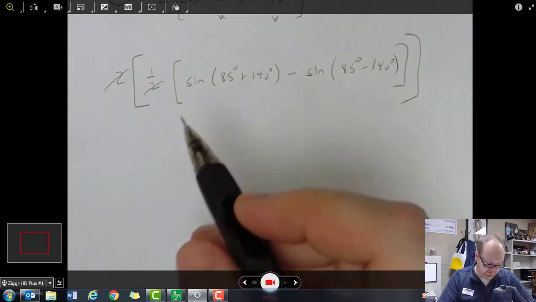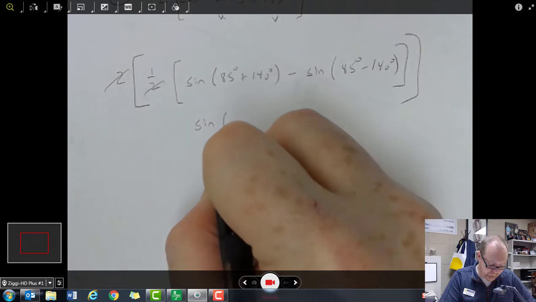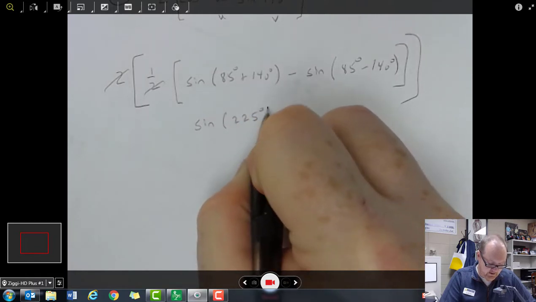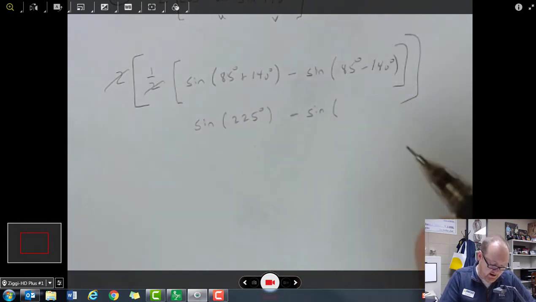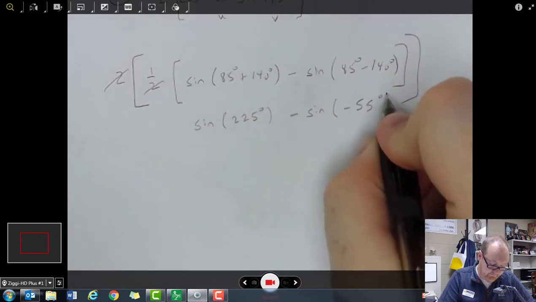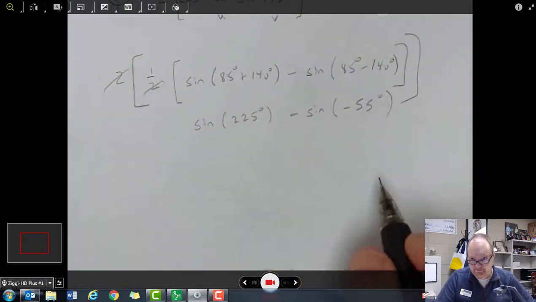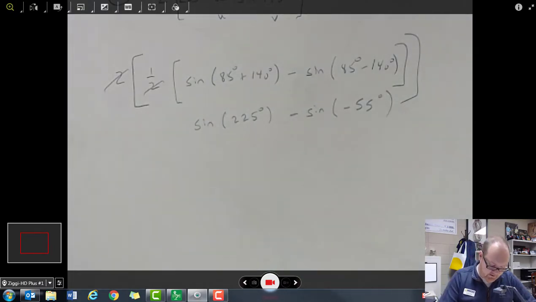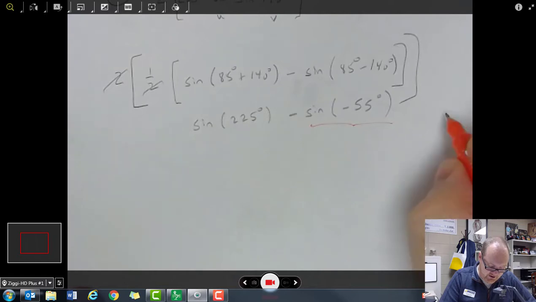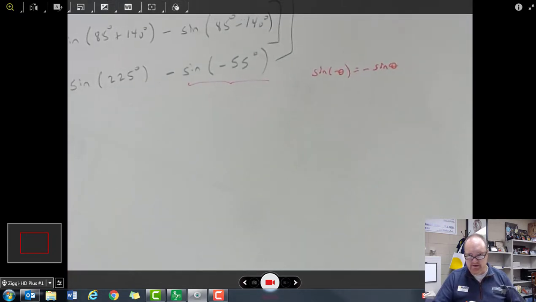And then I can do the arithmetic inside parentheses. So this becomes the sine of 225 minus the sine of, a negative 55 degrees, I believe. And y'all, for the most part, an answer like this is going to be sufficient. We have an identity out there for a negative angle. It's in your notes. Go back and look it up. I told you we would need those another day, and so today is that other day.